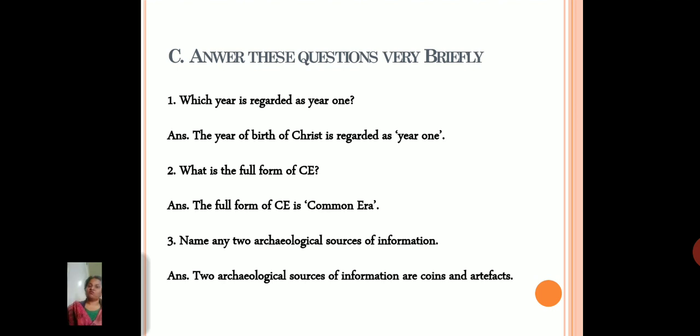What are you going to write? Which year is regarded as year 1? What does it mean? It means which year is considered as year 1. We have already studied about this. So you are going to write, which year is regarded as year 1. Answer: the year of birth of Christ. C capital. Why? Because it's a name.